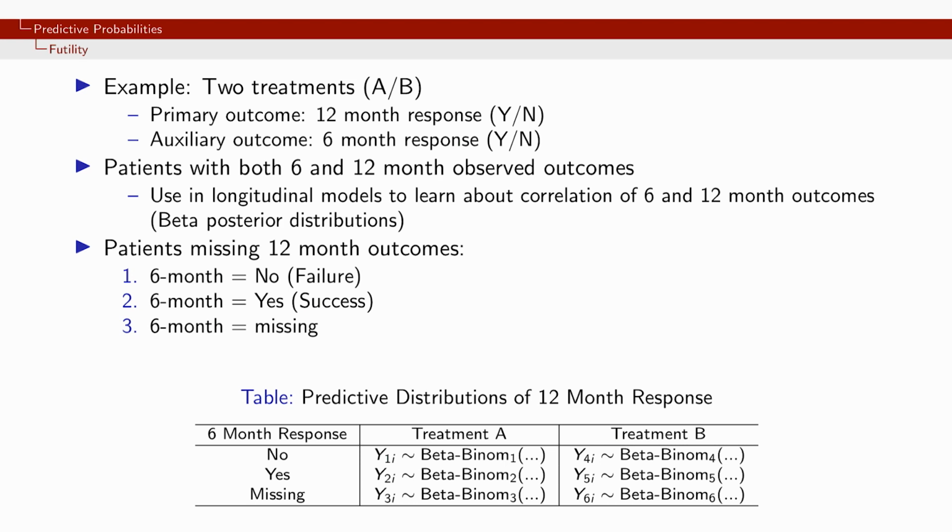You can see here that's essentially three predictive distributions per treatment arm. So here I'm showing 6 beta binomial predictive distributions. They're going to have different parameters, but they're based on the data that you're observing.